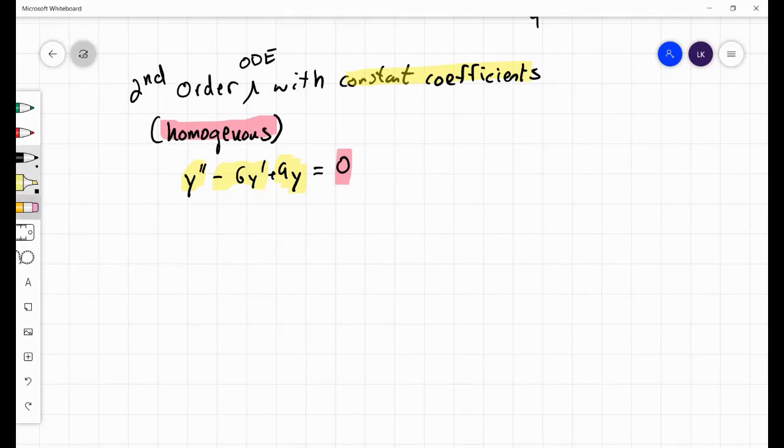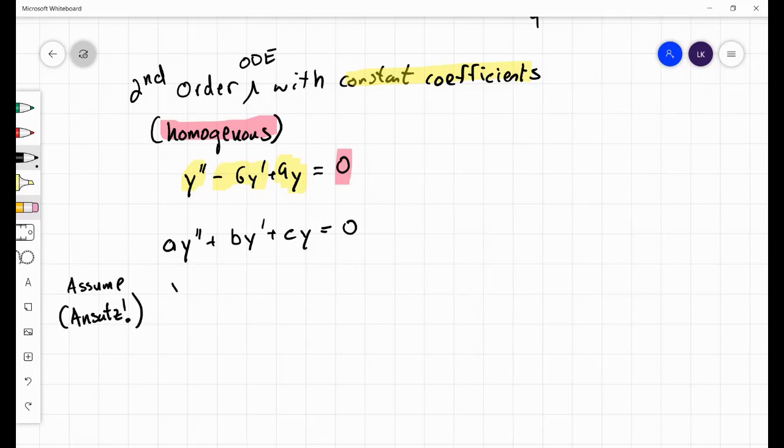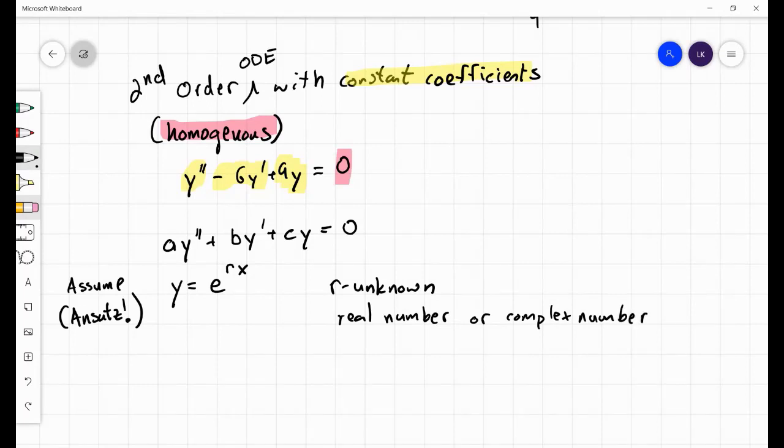All right, so I'll write this in generic form: a y double prime plus b y prime plus c y equals 0, where a, b, and c are real numbers, say. And what we're going to do is assume, like we do many times, that there's a form for the solution. We're going to assume it's of the form y equals e to the rx, with r an unknown number. It's unknown right now, which could be a real number or even a complex number. So in general, it's a complex number, reals being a subset of the complex numbers.